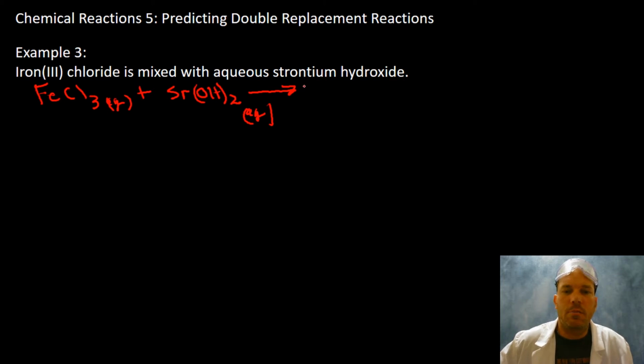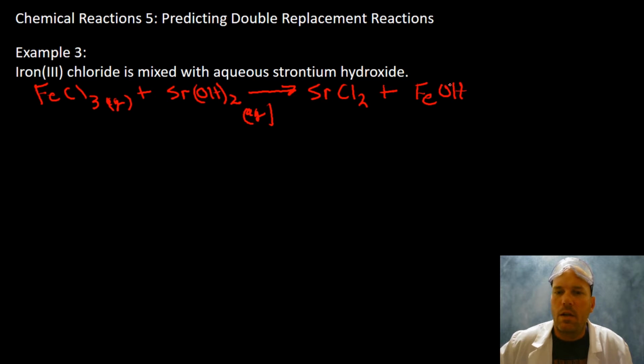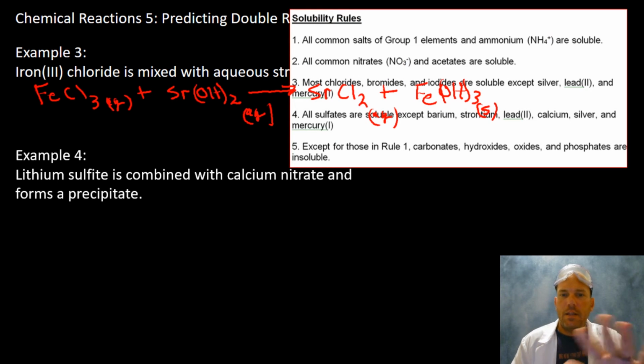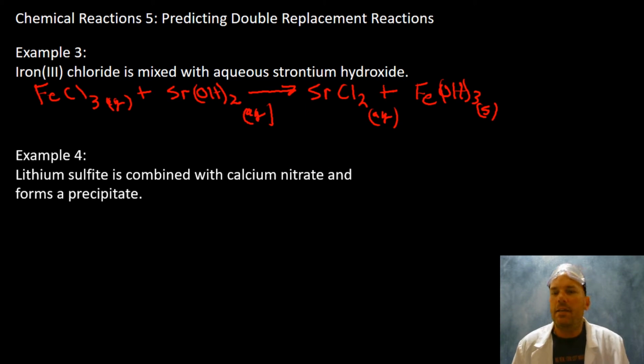Okay, so strontium chloride plus iron 3 hydroxide. You're going to see here that all of these are going to be solids, and this is going to be aqueous. You can look at your solubility rules for that, however you want to do it, but all of the hydroxides in this case are going to precipitate out.